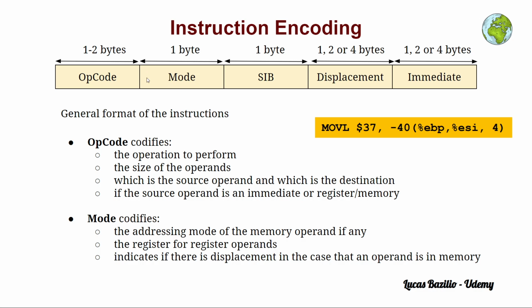Then we have here the field mode. This is the addressing mode of the memory operand if we have any. The mode can also codify the register for register operands and can also indicate if there is a displacement in the case that this operand is in memory. We will see examples of this. This field always occupies 1 byte.